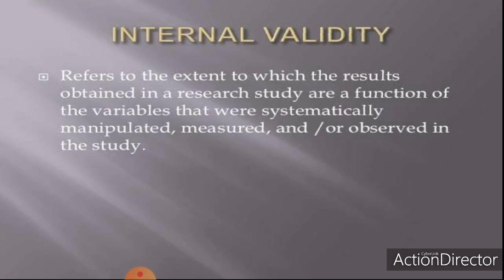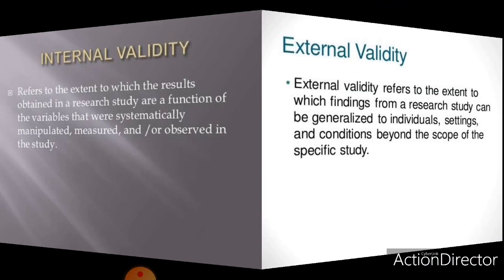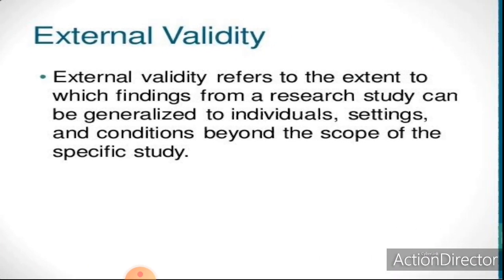Internal validity means making valid conclusions about the effect of the independent variable on the dependent variable. The next goal is external validity. External validity refers to the extent to which findings from a research study can be generalized to individuals, settings and conditions beyond the scope of the specific study. In other words, external validity means making generalizations to a large population of interest.